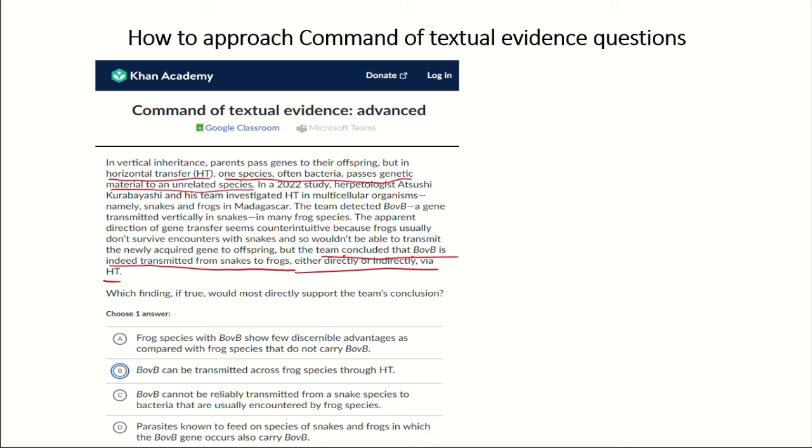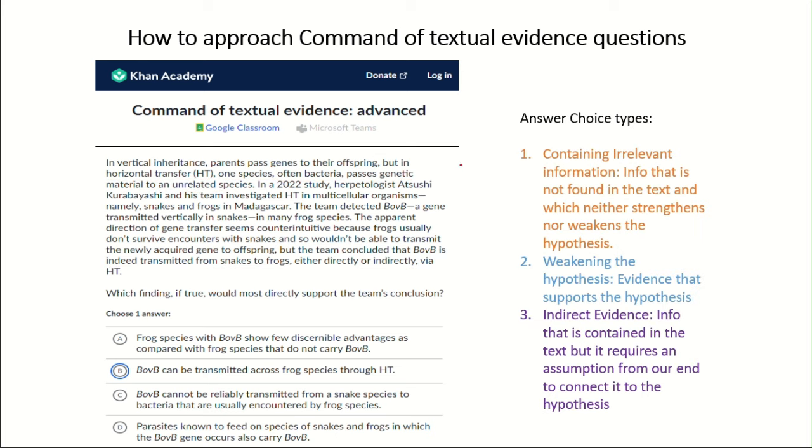Now, what are the types of wrong answer choices? Three of them are discussed here. So one type of wrong answer choice contains irrelevant information. What this means is that the information in the answer choice is not found in the text, and it neither strengthens nor weakens the hypothesis or the conclusion in this case. So basically, we have to look out for words or phrases which are not indicated in the text. And so we can eliminate those answer choices.